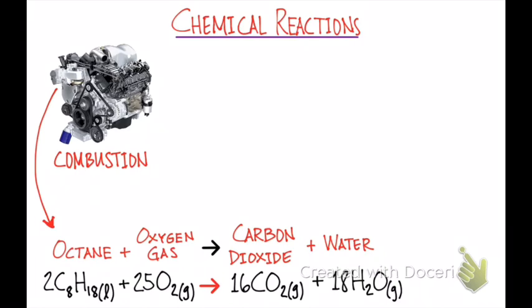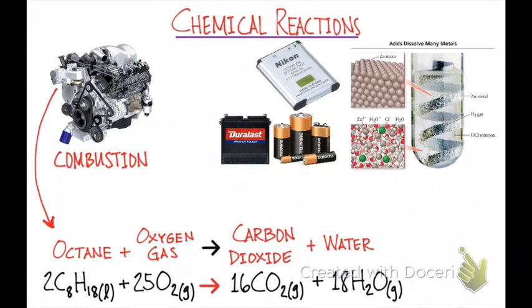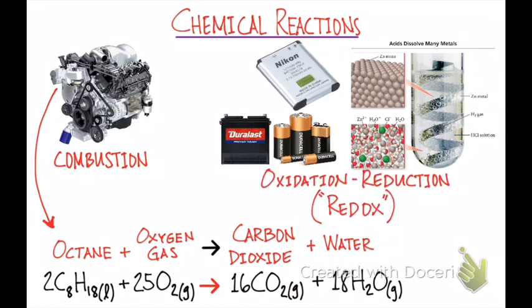Down here shows you a balanced chemical reaction equation for the combustion of octane, which has the chemical formula C8H18. This reaction tells us that every 2 molecules of octane burned will generate 16 molecules of carbon dioxide. Other types of reactions are seen in batteries, such as the lead-acid battery used in automobiles. This is the same reaction happening when a metal is dissolved in an acid. This is what they call an oxidation-reduction reaction, or redox for short.